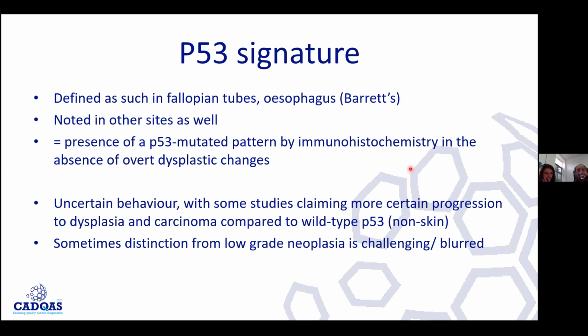Okay. And then, like you were prefacing, this continuum between normal and abnormal, and the attention we need to pay to patterns. Now, there is the so-called P53 signature that has been described under this name in fallopian tubes, when it was thought to be the precursor of serous carcinoma, but now people have moved away from that, and also in the esophagus. We see evidence of a certain P53 mutated clone in other places. And this is defined by a mutated pattern that is usually very localized by IHC, but in the absence of dysplastic changes.